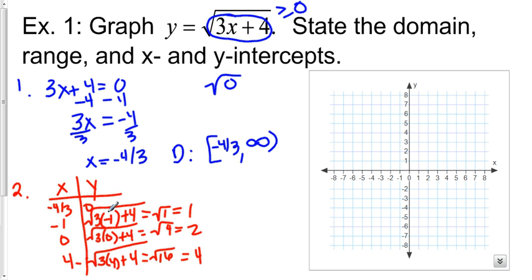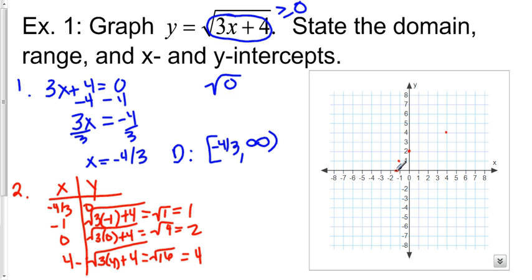So negative 4/3, 0 is the first one on the graph. It's important to find this minimum point here. So I've got negative 1 and 1/3 right about there. Negative 1, positive 1 is the next point on the graph. 0, 2. Then we skip some x values. If I plug in 4, I got 4.